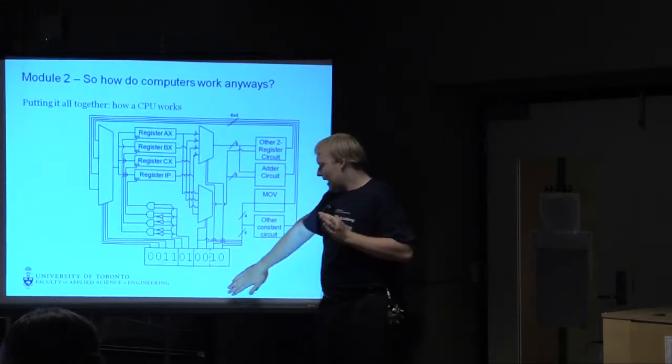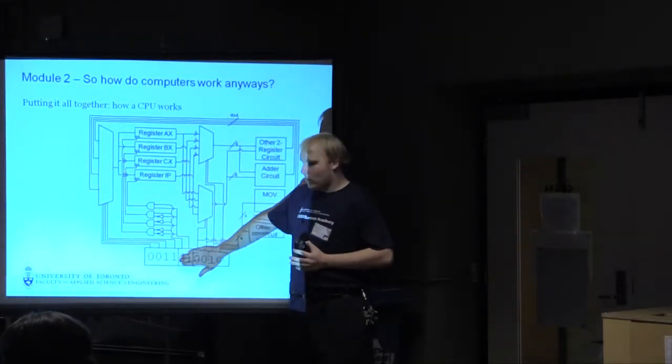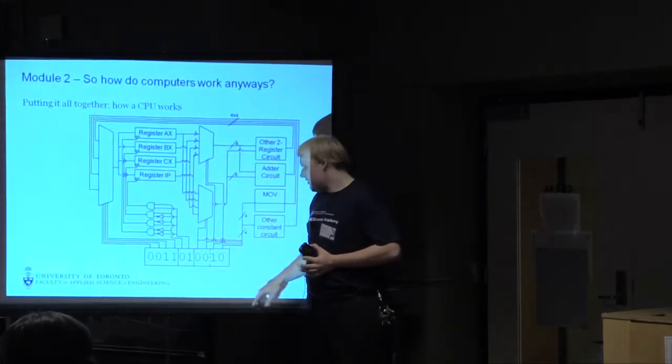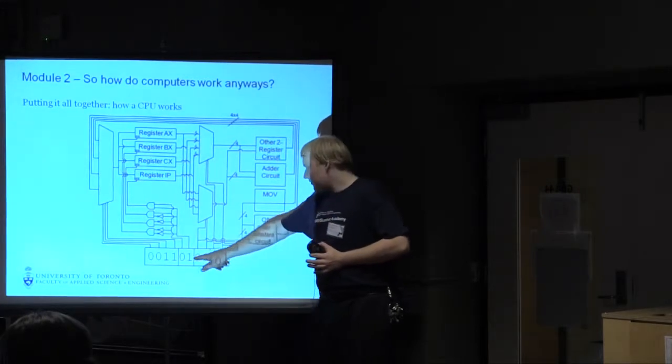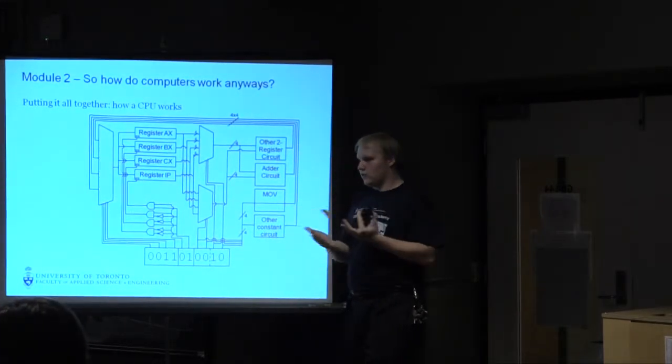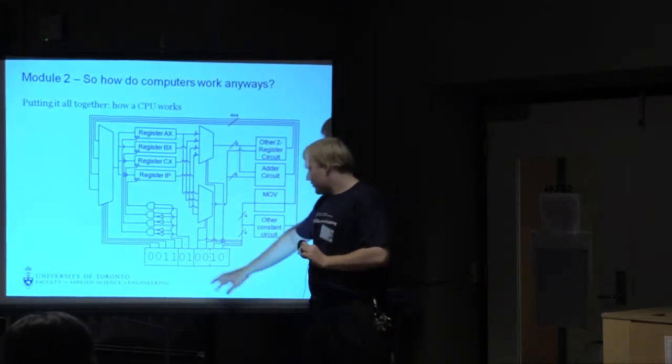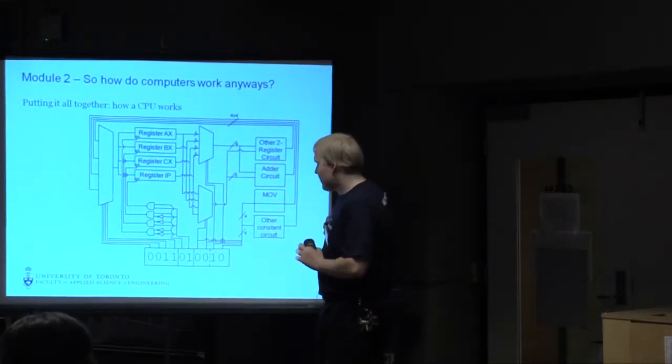So let's look at what we have here. This is our set, 0011. And then 01 is BX, I think. Maybe it's CX, I forget. And 0010 is 2, right? That's a constant value. So let's look at which register we're actually setting.